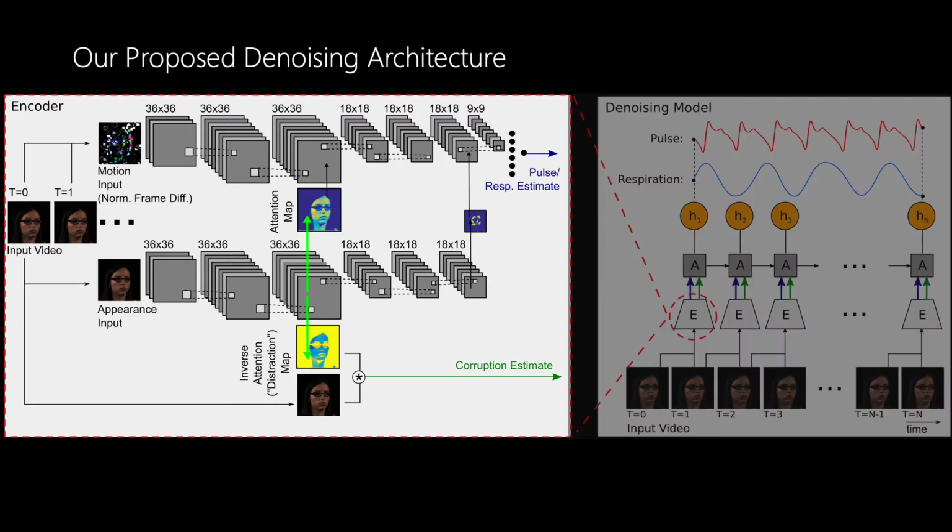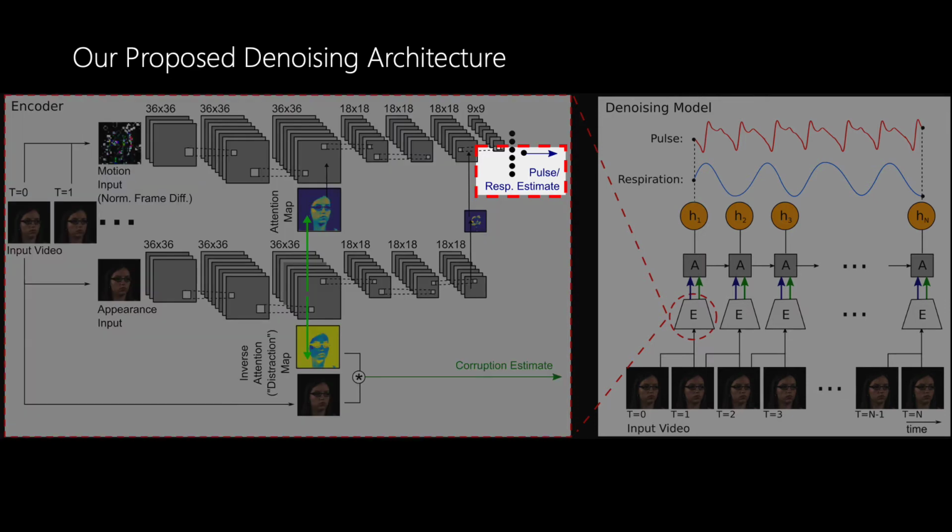We use a convolutional attention network to obtain an initial estimate of pulse or respiration, and an attention mask showing which regions contain the signal. We create an inverse attention mask to find the regions without the signal and element-wise multiply it by the video frames to obtain estimates of the corruptions.